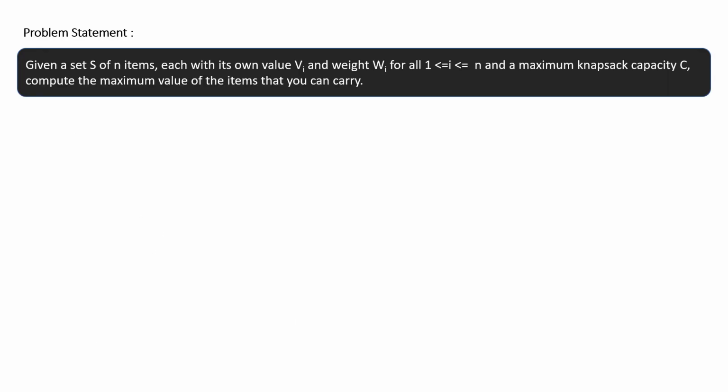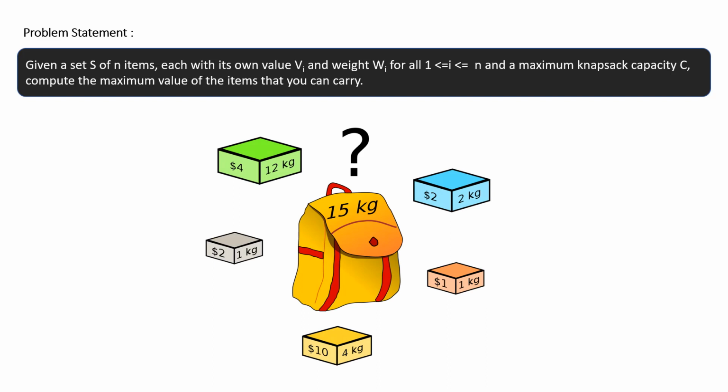Let's start. So this is the standard problem statement, guys. Given a set of n items, each with its own value vi and weight wi, for all i ranging from 1 to n, and a maximum knapsack capacity c, compute the maximum value of the items that you can carry. This statement may look puzzling right now, and we'll go more deeply into it, but before that, we'll understand what the variants of this problem are.